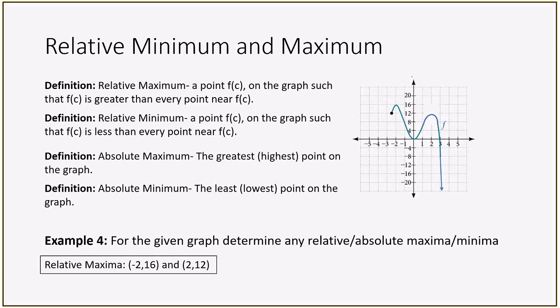When you see the word relative, you just have to think, okay, where's the top of the hill or where's the bottom of the valley, and look for those in your graph. And those are both described as points. Those are not intervals. So I don't have a relative maximum on an interval from negative 2 to 2. No, I just have that point. The point negative 2, 16 is a relative maxima, and the point 2, 12 is a relative maxima as well.